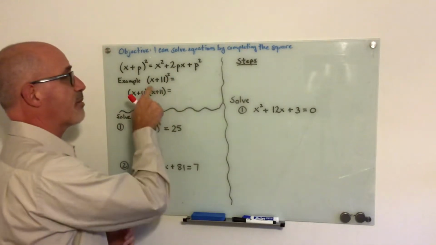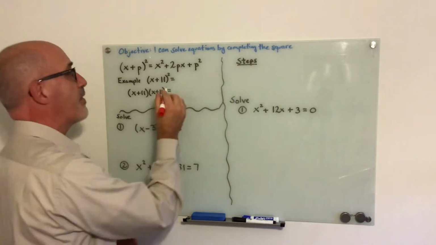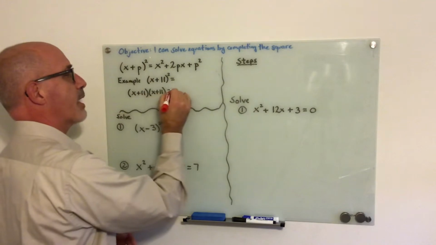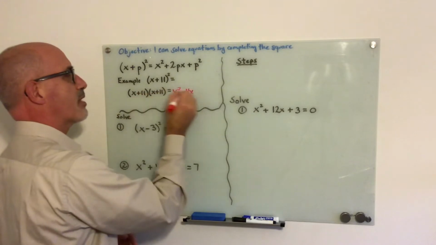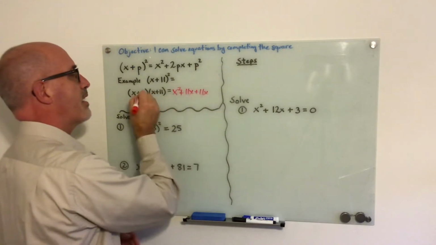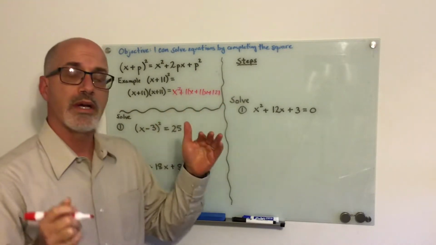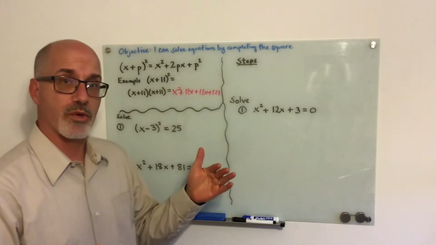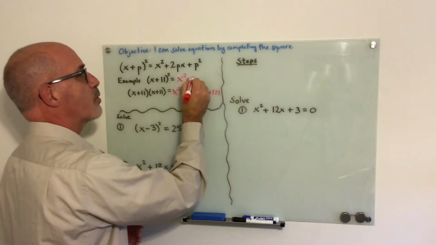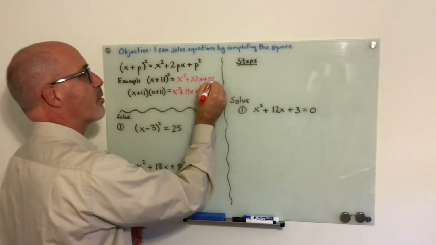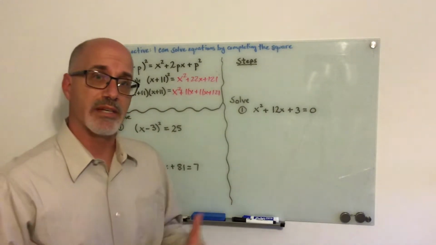Let's take a look at an example. If we had x plus 11, the quantity squared, that means you write it out twice, and then you double distribute. So x times x is x squared, x times 11 is 11x, x times 11 is another 11x, and then 11 times 11 is 121. Notice we have 2 11x terms in the middle that we add together, so we end up with x squared plus 22x plus 121. It ends up being double that number. So we want to use this idea and pattern to solve.